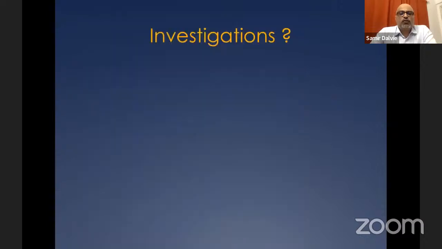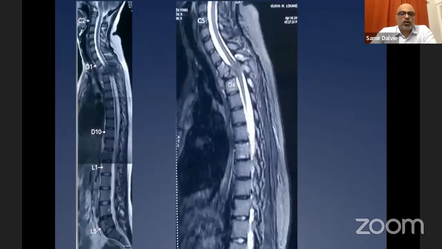And for this patient, we would do an MRI straight away. One would not waste time in doing anything else. And this is what the MRI is showing. So the MRI is showing destruction of this vertebra. It is showing cord compression, and it is showing cord signal change. You can see the signal change in the cord. So this is a very important issue.